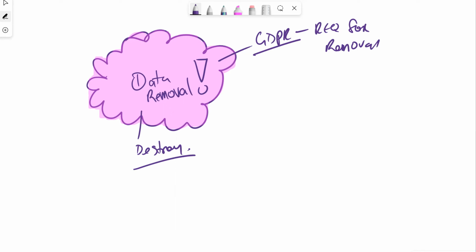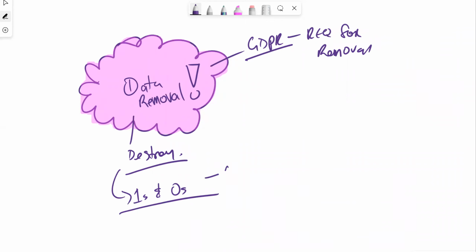There are a couple of methods. One is that the data has to be overwritten with ones and zeros. What this basically says is, within an operating system, the OS, there's something called the MFT. I've spoken about the MFT in a previous video. It's the master file table, and the MFT lists the files created on the device along with the location of that data.